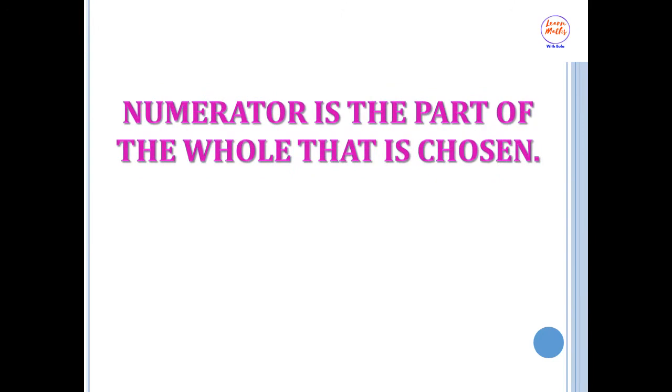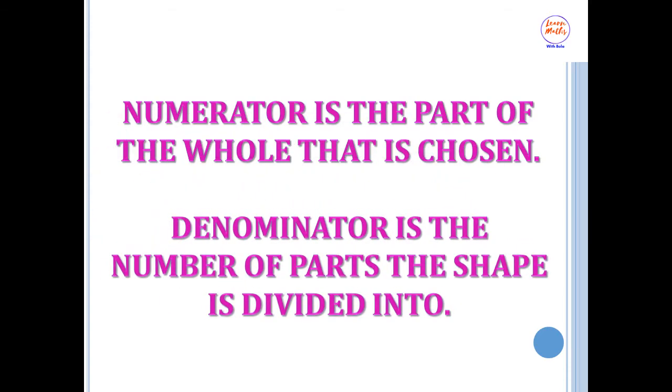The numerator is the part of the whole that is chosen. Just like I said in the pizza, if you decide to take 1 out of everything, that is the numerator. That is the part that was taken. It depends on the question or the angle you are looking at it from. But for the sake of learning, the part that you have chosen is the numerator, and the denominator is the number of parts the shape is divided into.